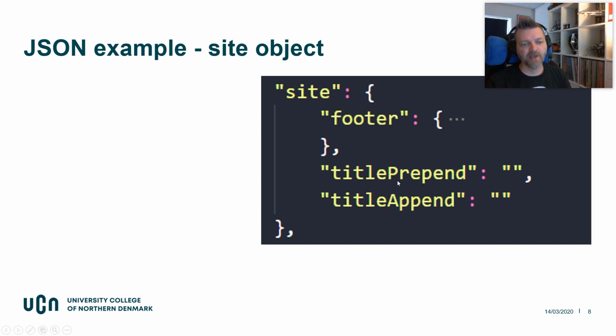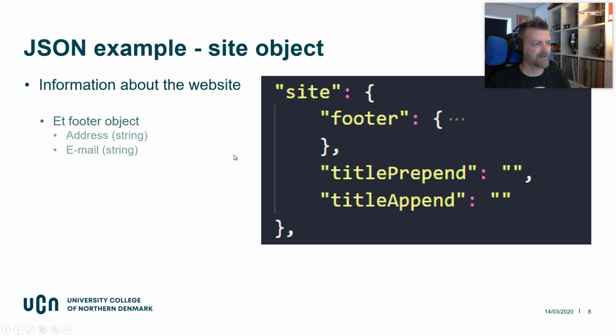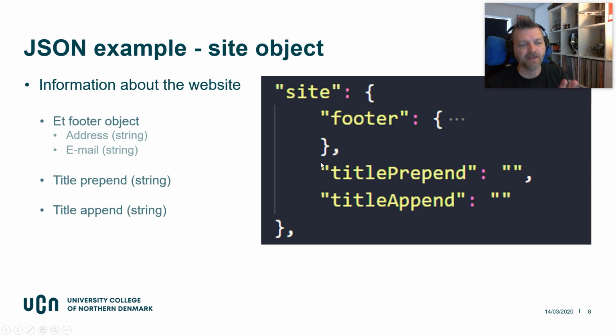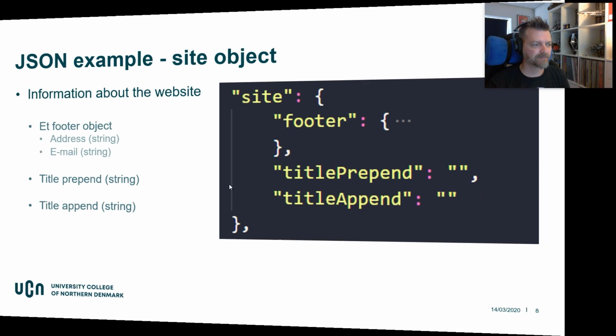For title prepend and title append, those are just, let's see, we'll need to go here. They are strings, both of them, and I've just added empty strings, so I've just put in quotation marks with nothing in between them, which initializes them as an empty string. When we look at the data that I've put on Canvas in the zip file, you can see that I have actually put in some stuff here. It's not just empty data or empty strings.